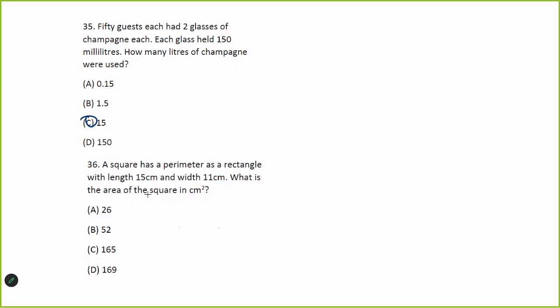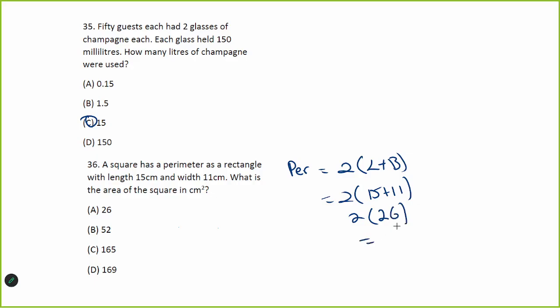A square has a perimeter of... This one we just now did, right? So the rectangle is 15 by 11, which is 150 plus 15 is 165, right? So hold on, a square has a perimeter as a rectangle. Okay, so perimeter, this is not area. So it is 2 lengths plus 2 breadths, or 2 times length plus breadth. So perimeter would be 2 times length plus breadth, which is 2 times 15 plus 11, which is 2 times 26, which is 6 2s are 12, 2 2s are 4, 52, right?